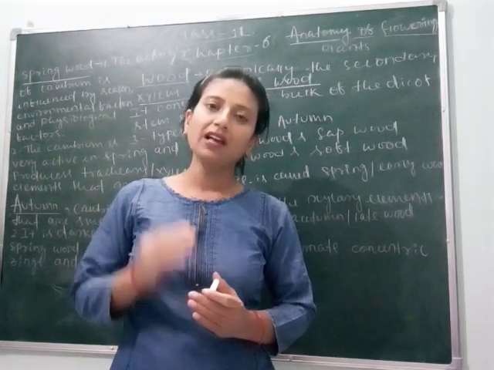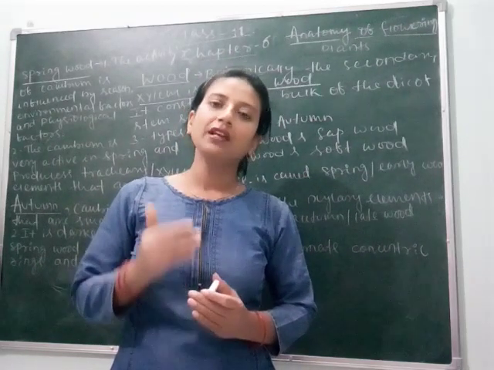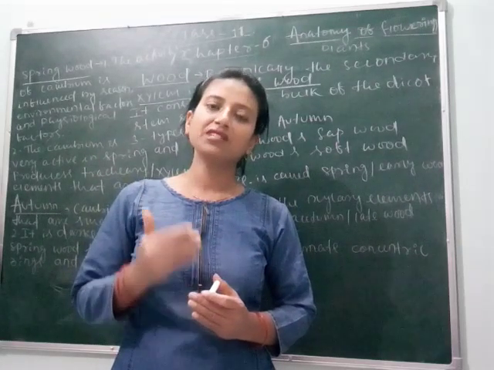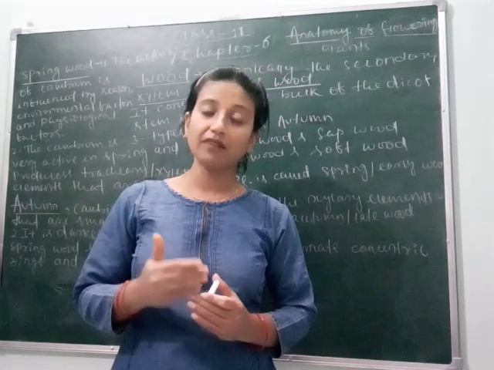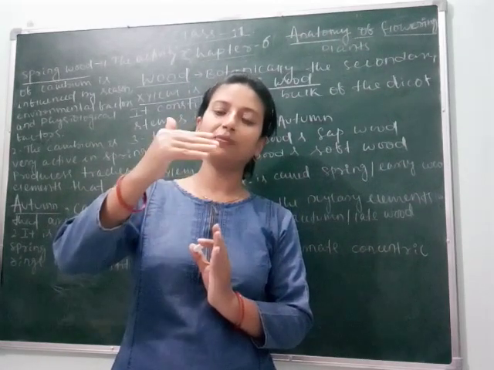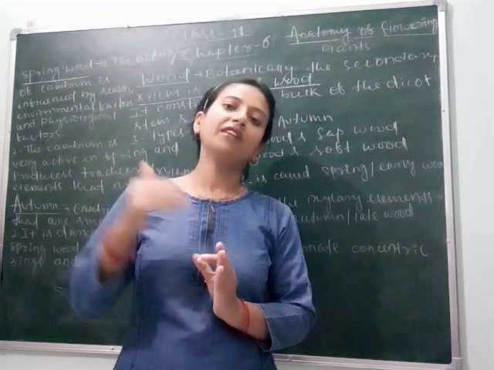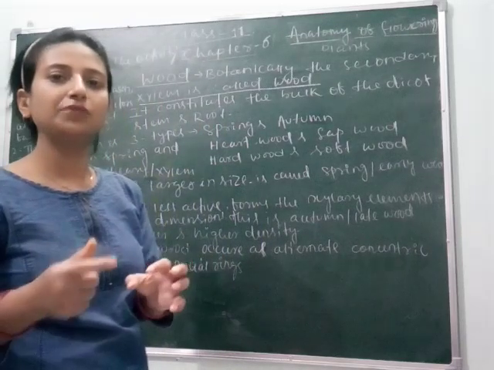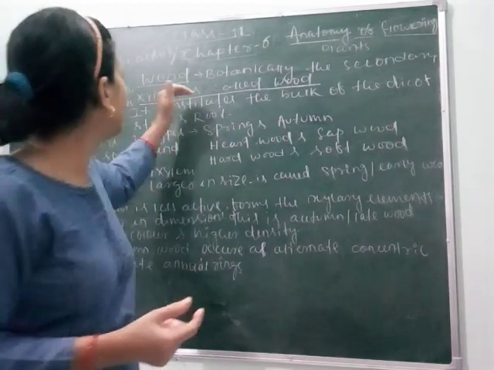So simply, how will you define wood? Wood is the secondary growth of the xylem. Means when xylem gets matured, as I have told you, the xylem gets separated from each other. One side of it goes towards the periphery and one side goes towards the center, and in this way the central part of the xylem matures to form wood.